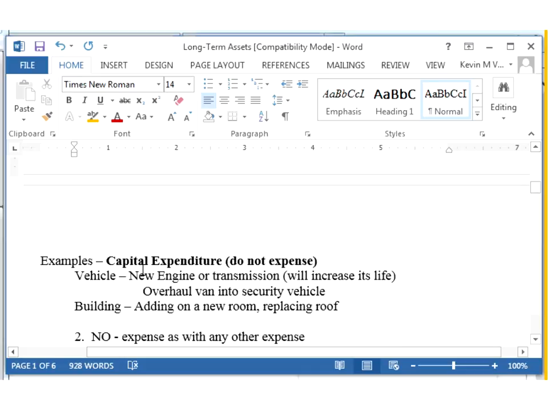Here are a couple other examples of capital expenditures. These are by no means all of them. Putting a new engine in, maybe putting a new transmission in, that's a pretty big item for a vehicle. It's probably going to make it last longer. You change a van into, say, a security vehicle. You have a whole bunch of new stuff in there. If you have a building, you put on a new roof. That roof is going to last you a long time. We wouldn't want to expense that just in 1 year. So those are all types of items that I would add right into the actual asset cost.